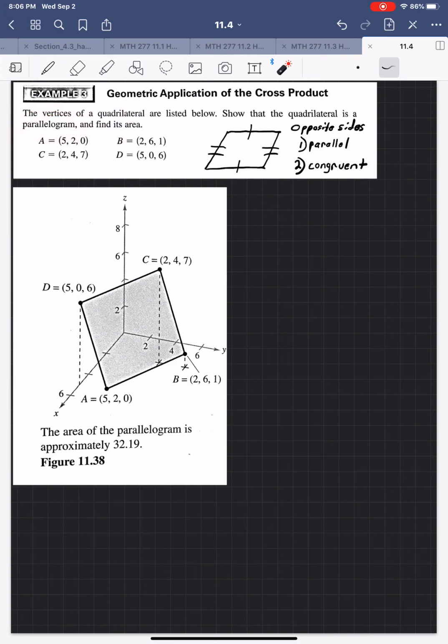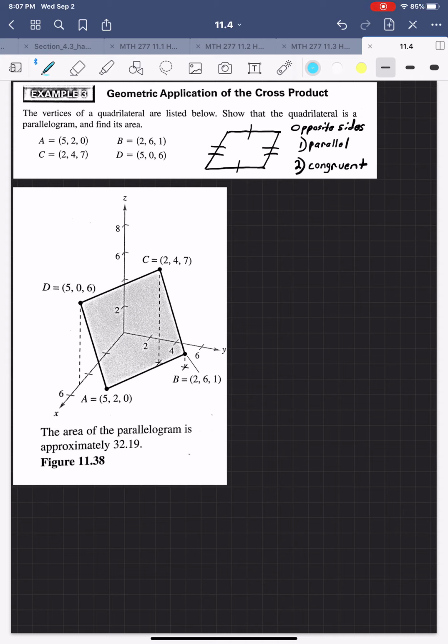So in case you have forgotten, I've drawn a parallelogram here for you, and there are two properties that need to hold in order to make the statement that the quadrilateral is a parallelogram. The 2 properties are the opposite sides have to be parallel, and they have to be congruent, meaning the same length. And that is what we need to show. So how are we going to do this?